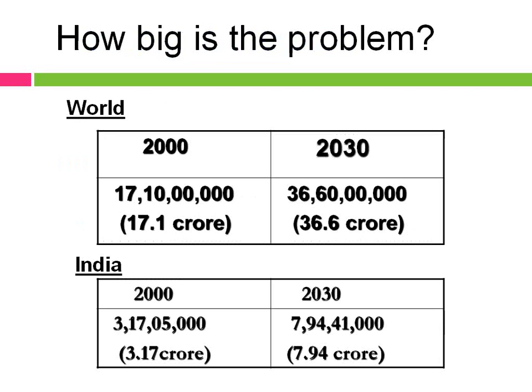Men do not have an equivalent of pregnancy to at least know that they are at a higher risk of diabetes in the future. How big is the problem?